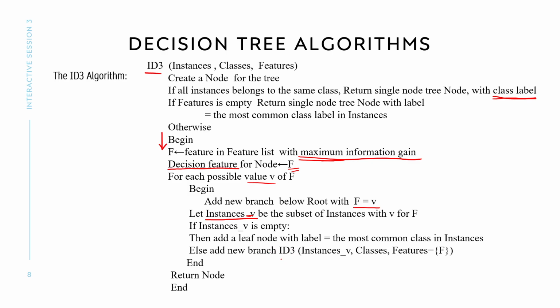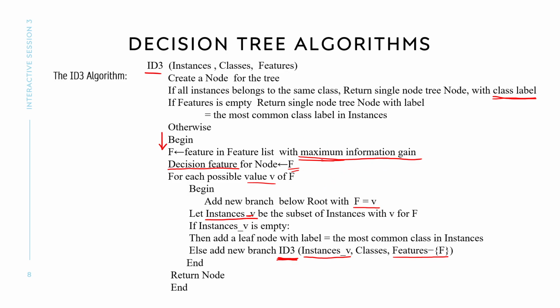Now in creating a new branch, you call ID3 recursively again, right? You'll call ID3, but this time with this smaller subset, and with your current feature removed.